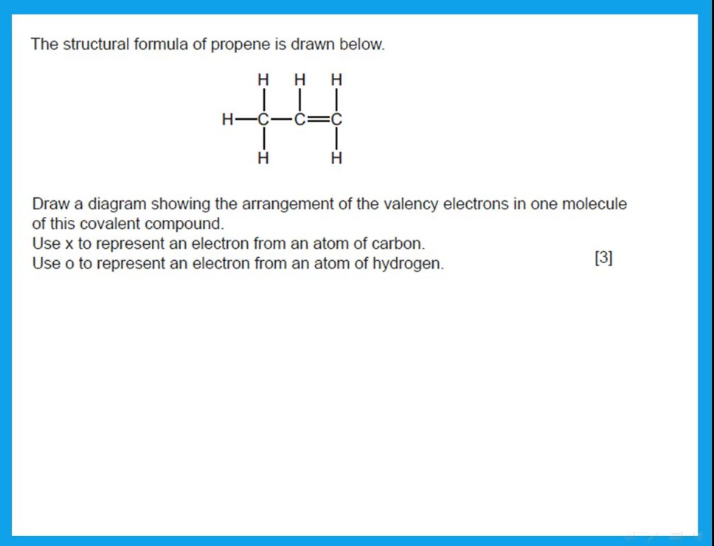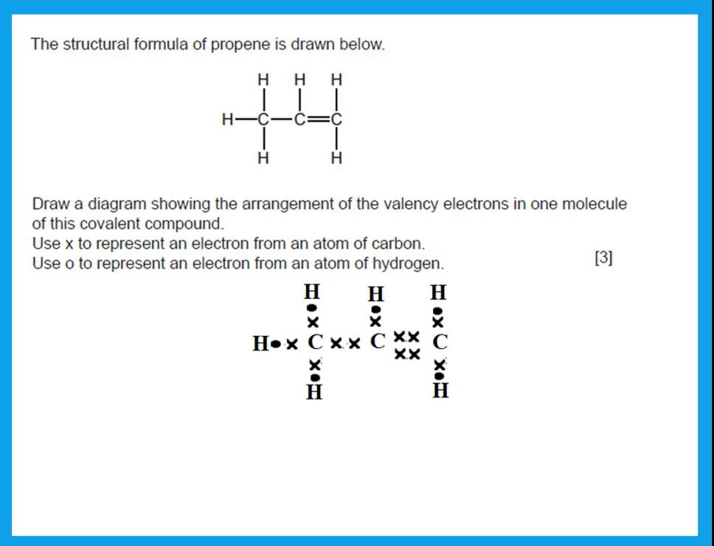Okay, here is another diagram and he's telling me to draw the arrangement of valency electrons. Again, he specifies that the X are the electrons from carbon and the circle is the electron from hydrogen. So you should be able to draw something like this. If he has 1 bond, that means 1 pair of electrons. If he has 2 bonds, that means 2 pairs of electrons. Were you able to draw this correctly?